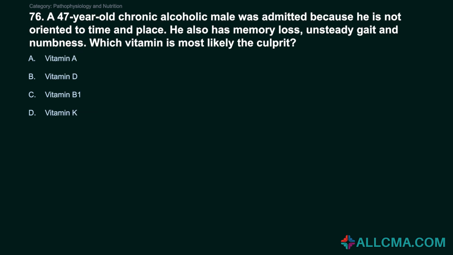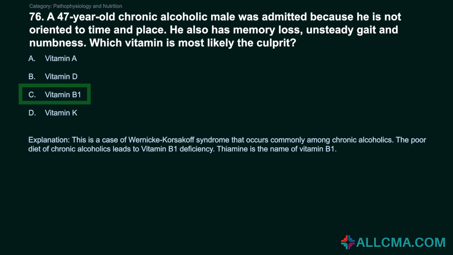76. A 47-year-old chronic alcoholic male was admitted because he is not oriented to time and place. He also has memory loss, unsteady gait, and numbness. Which vitamin is most likely the culprit? A. Vitamin A. B. Vitamin D. C. Vitamin B1. D. Vitamin K. Correct answer, C. Vitamin B1. This is a case of Wernicke-Korsakoff syndrome that occurs commonly among chronic alcoholics. The poor diet of chronic alcoholics leads to vitamin B1 deficiency. Thiamine is the name of vitamin B1.